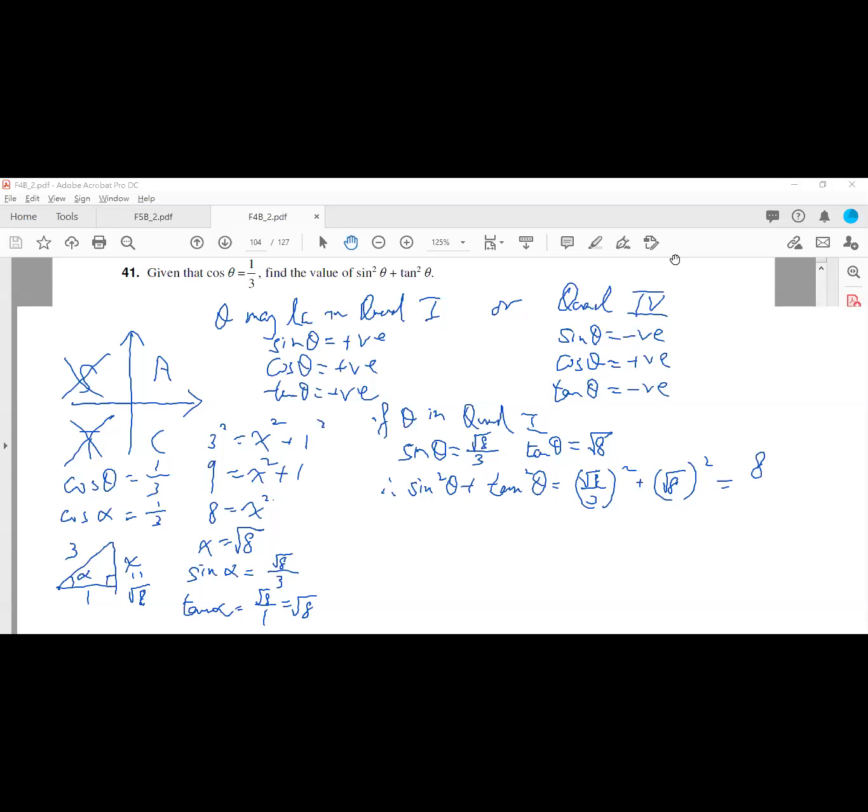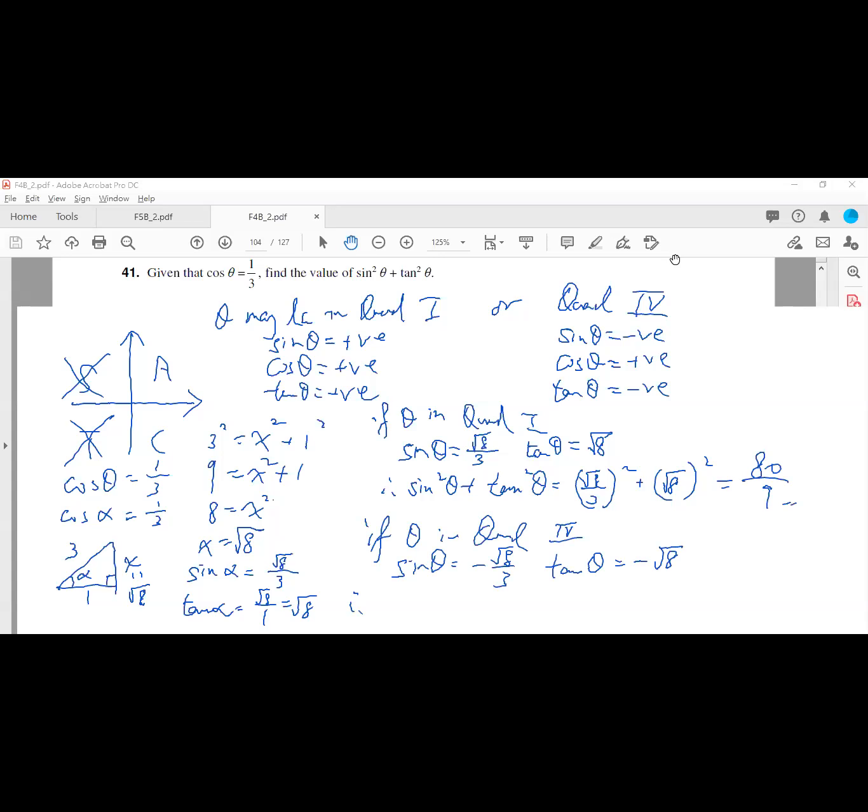Should be 80/9. Okay, but there is another case. If theta is in quadrant 4, then sine theta will be a negative number, negative square root 8/3, and tangent theta is also a negative number, negative square root 8.